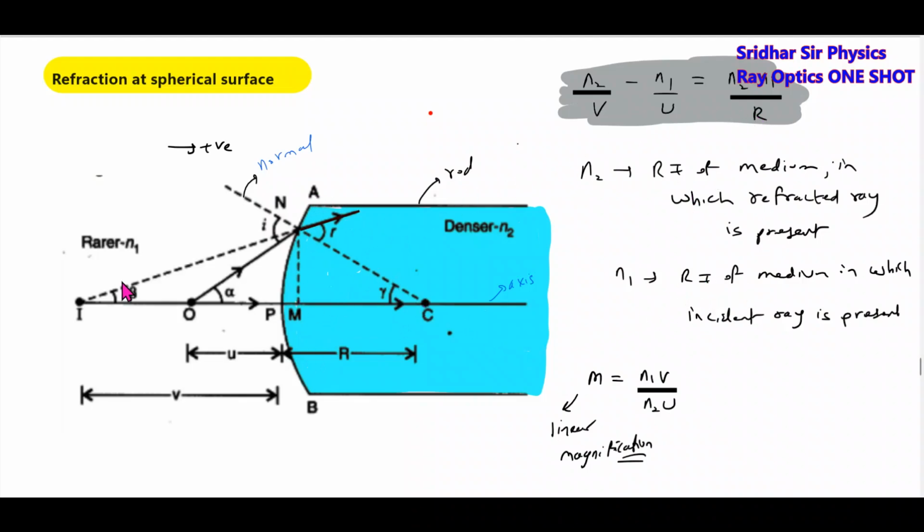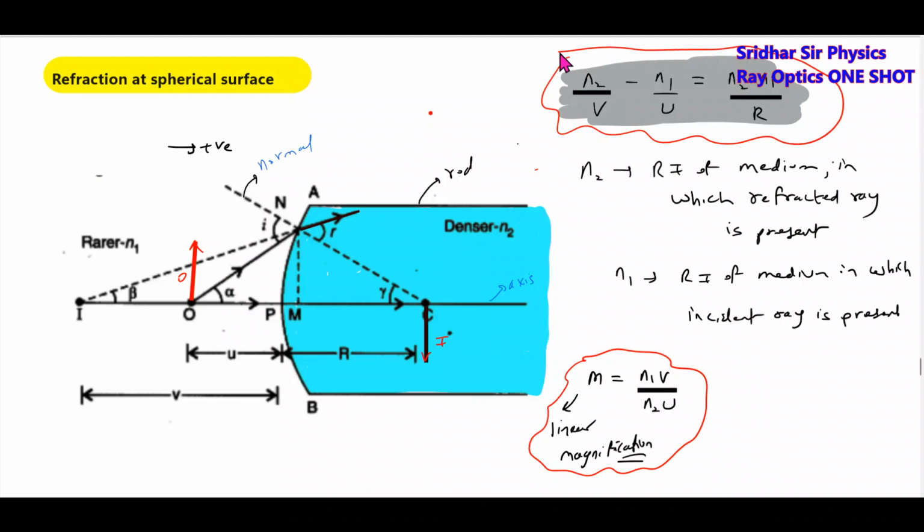Then the magnification, if any extended object is kept here, then the corresponding image will be like this. The magnification is given by n1, refractive index of the medium where the incident ray is present, times image distance, divided by n2, refractive index of the medium where the refracted ray is present, times object distance. There's a formula for magnification and there's a formula for refraction. These are the two important formulas you have to remember. Okay, we'll see how we can use these formulas.